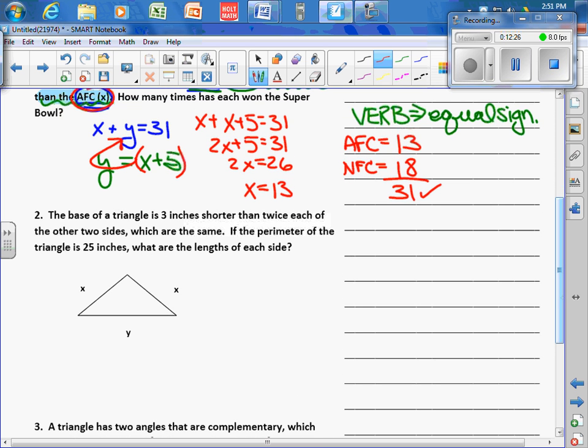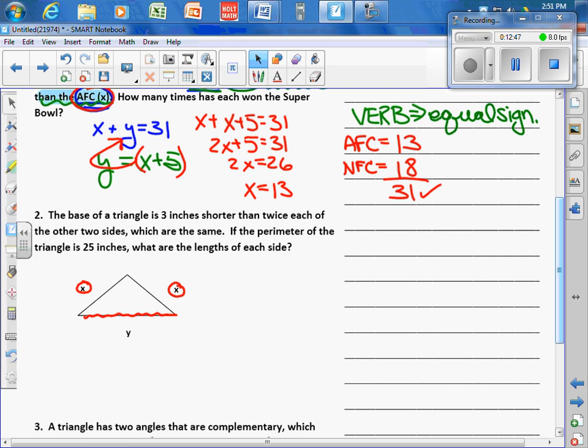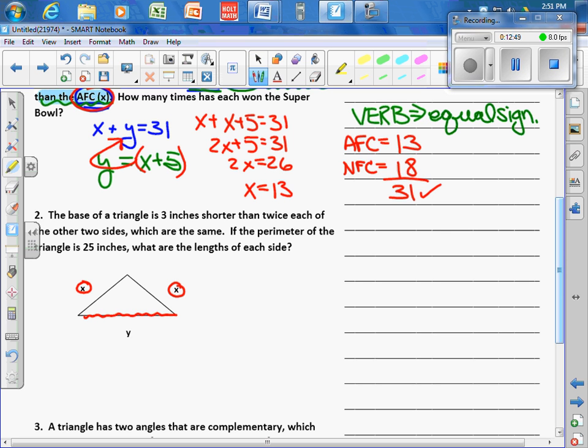The base of a triangle is 3 inches shorter than twice each of the other 2 sides, which are the same. What do we mean by the base? That's the bottom side of the triangle. The other 2 sides are the same, x and x. The perimeter of the triangle is 25. What are the lengths of each side? Well, again, going back to the old saying that we need to write an equation for each sentence.